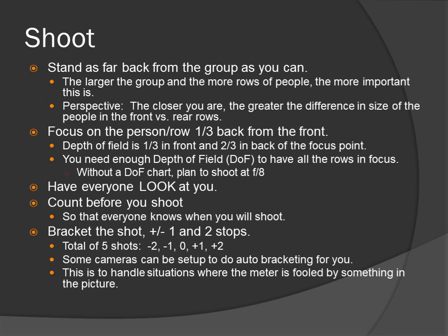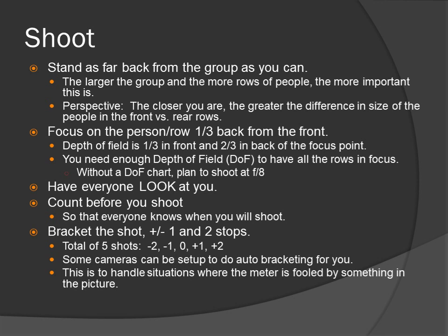Bracket the shot. Plus and minus 1, maybe plus and minus 2 stops. Total of 5 shots: -2, -1, 0, +1, +2. Some cameras can be set up to do automatic bracketing for you. This is to handle situations where the meter is fooled by something in the picture.